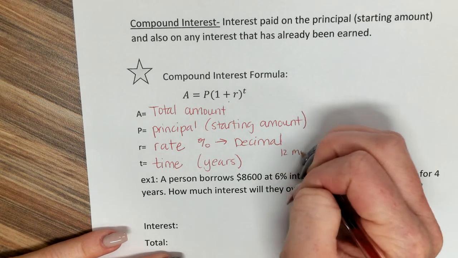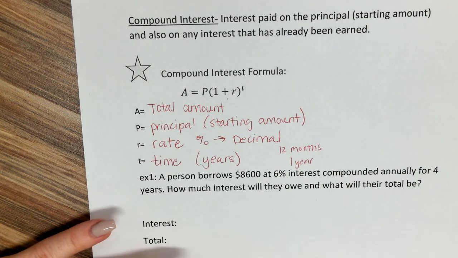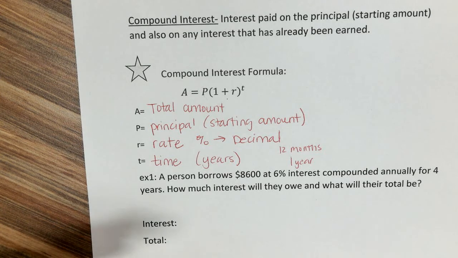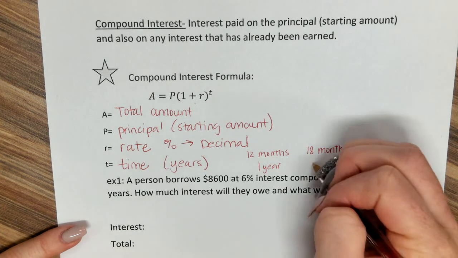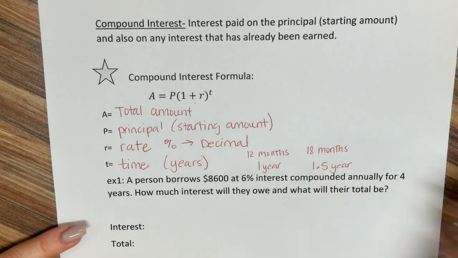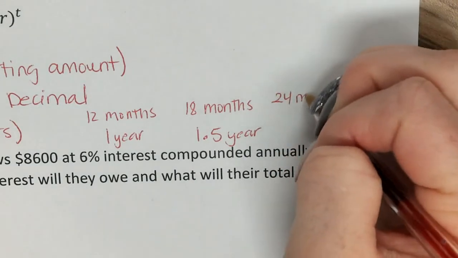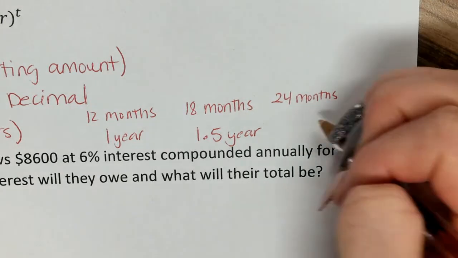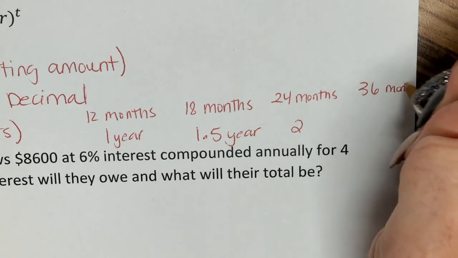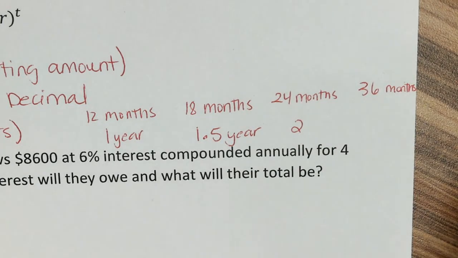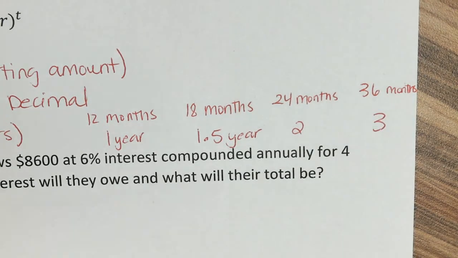What is 12 months? 1 year. So if your word problem says 12 months, instead of putting in 12, you're going to put in 1. What is 18 months? 1.5 years. Write that down because you're going to want that today. What is 24 months? 2 years. What is 36 months? Nope. 3. So anytime you want to know, just divide by 12 because there's 12 months in a year.